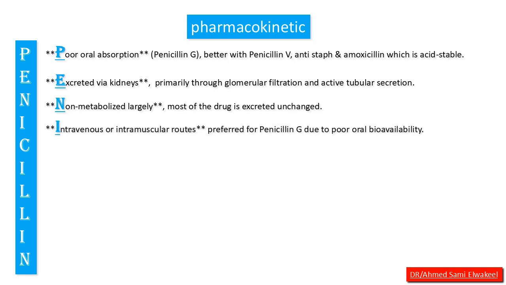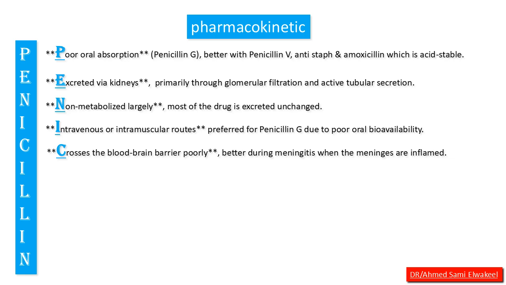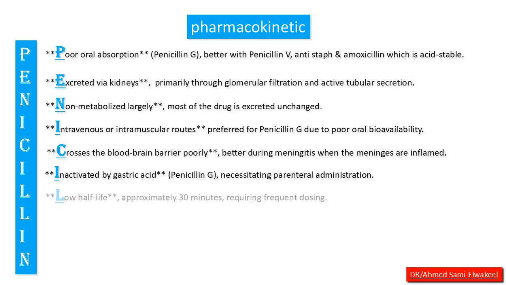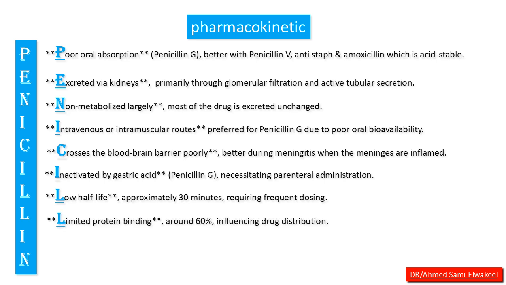I: Intravenous or intramuscular routes, preferred for penicillin G due to poor oral bioavailability. C: Crosses the blood-brain barrier poorly, better during meningitis, when the meninges are inflamed. I: Inactivated by gastric acid, penicillin G, necessitating parenteral administration. L: Low half-life, approximately 30 minutes, requiring frequent dosing. And L: Limited protein binding, around 60%, influencing drug distribution.